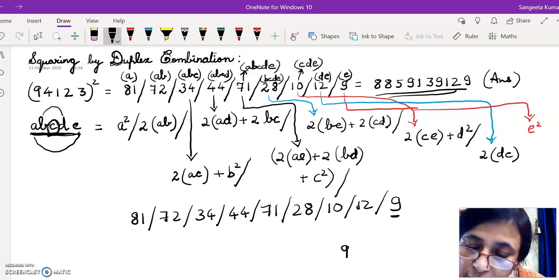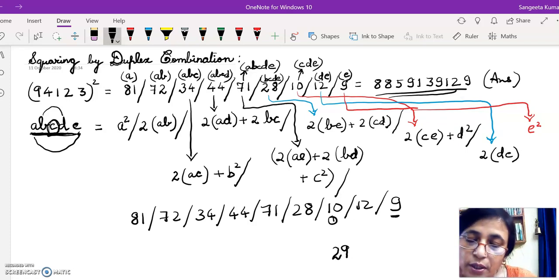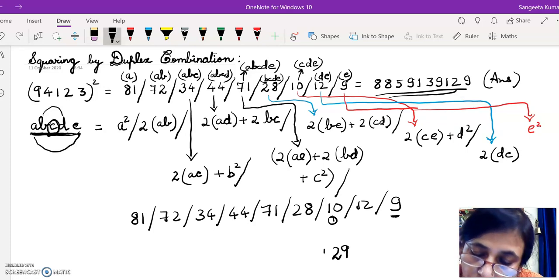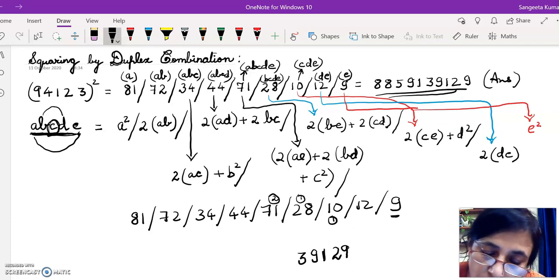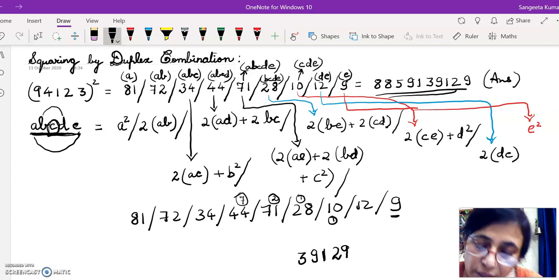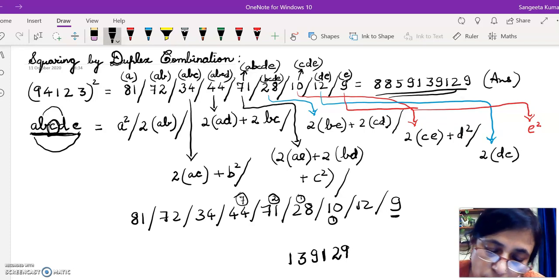We move on here, we have 12. So from 12, 2 will come here and 1 will move to the next part. So 10 plus 1 is 11. We get 1 here and 1 will be carried over to the next part. Now 28 plus 1 is 29. So 9 will come here. 2 will move to the next part. 71 plus 2 is 73. So you write here 3. 7 moves on to the next part. 44 plus 7 is 51. So we write here 1.